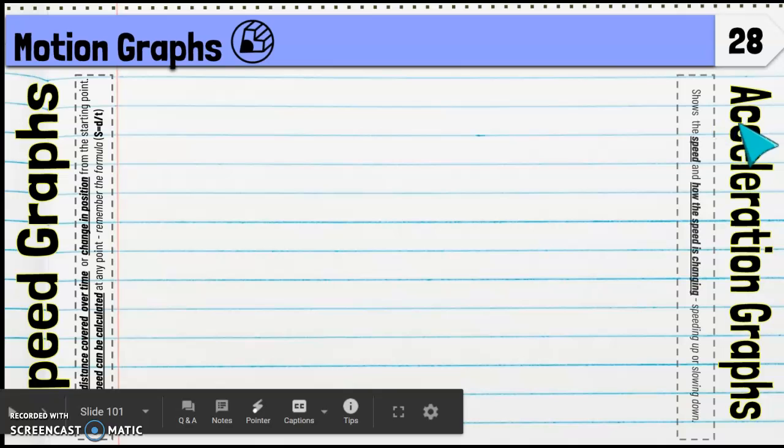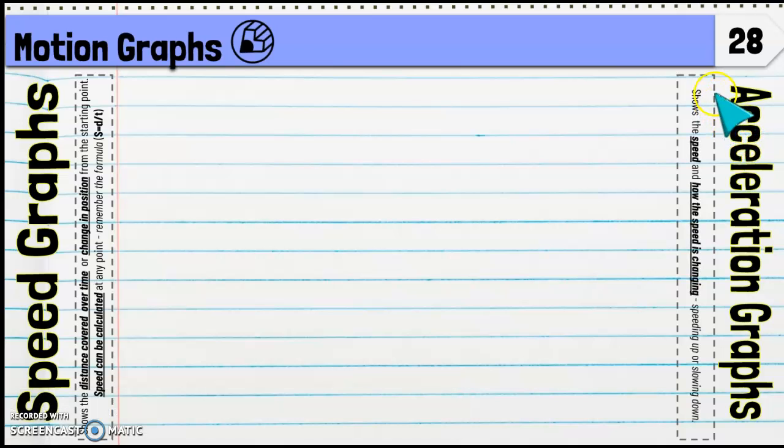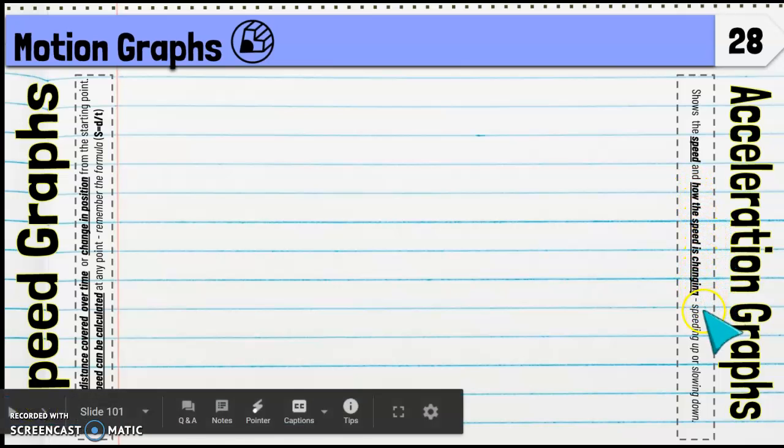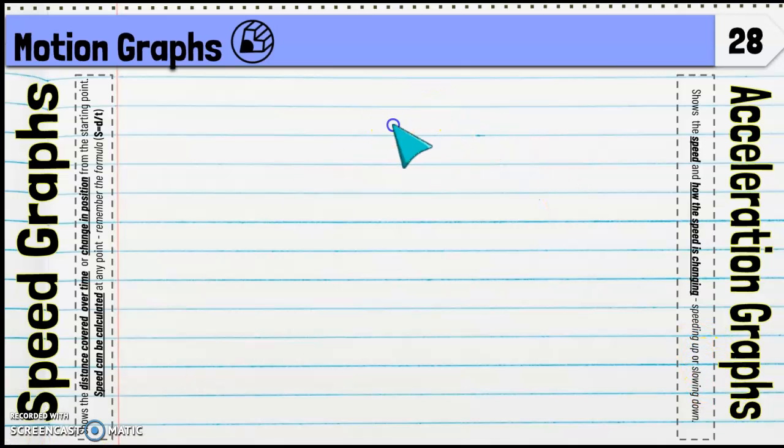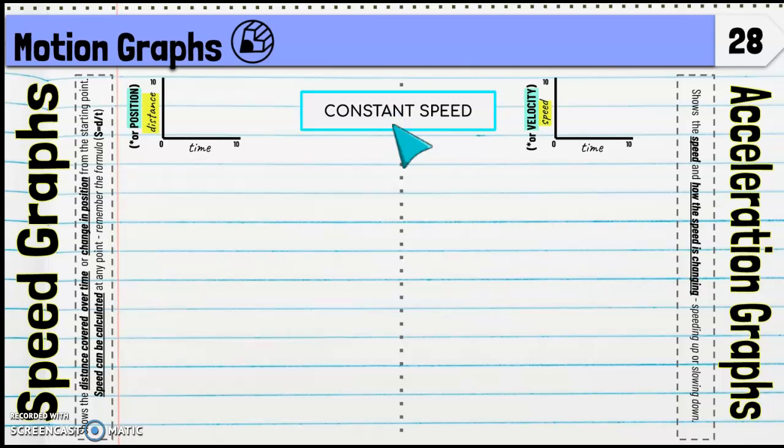Acceleration graphs show the speed and how the speed is changing. So if the object is speeding up or slowing down. So first we'll take a look at constant speed.